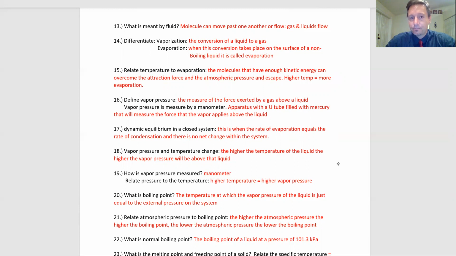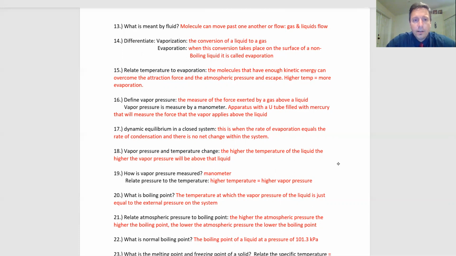Number 14, vaporization and evaporation. Two different concepts. So let's make sure we got that. The definition of vaporization: the conversion of a liquid to a gas. A vapor is the gaseous form of a substance that is typically a liquid at room temperature. So that's vaporization. Evaporation is the conversion into gas on the surface of a non-boiling liquid. That's evaporation. If you spilled a cup of water, come back in an hour or so, a lot of the water's gone. That's because it evaporated. It's not boiling, but some of the surface molecules will overcome attraction and atmospheric pressure and escape as evaporation. So two different words there. Please make sure you get those differentiated.